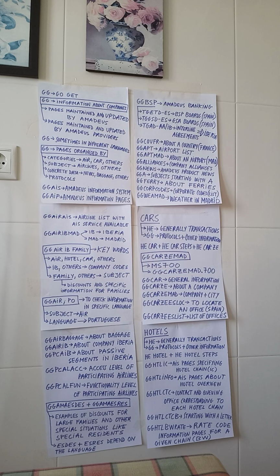Today we are going to talk about GG codes, which are complementary to the HE codes explained in previous videos. GG usually refers to protocols and other general information about Amadeus themes, while HE usually refers to Amadeus-specific transactions and codes. GG is the acronym for Go Get, because GG pages allow you to go to an Amadeus theme and get the extended information.